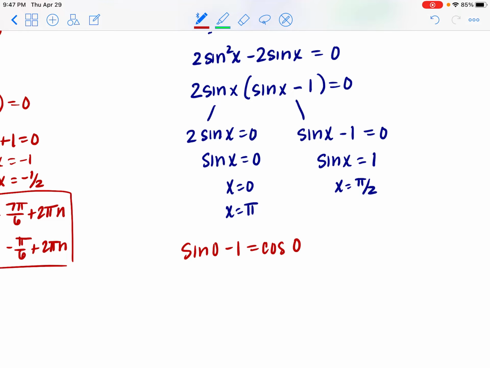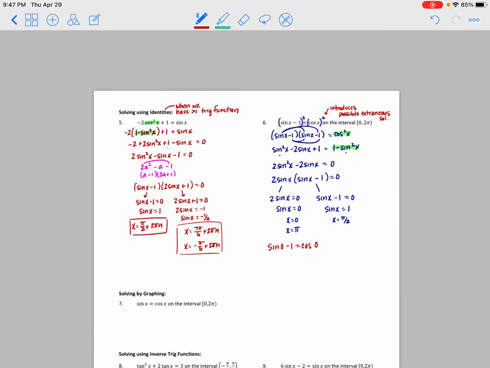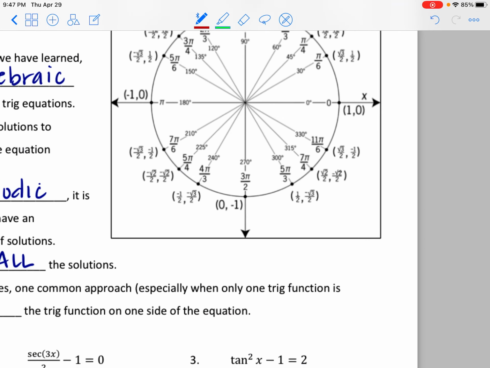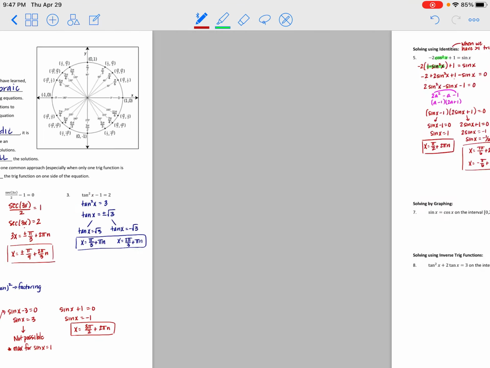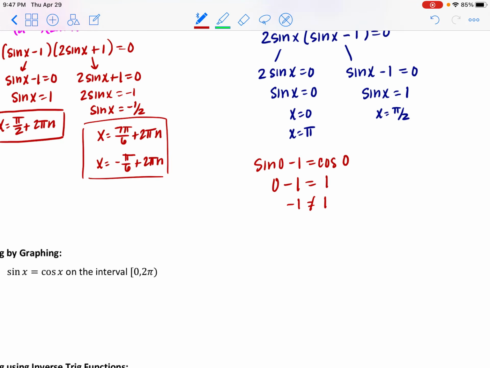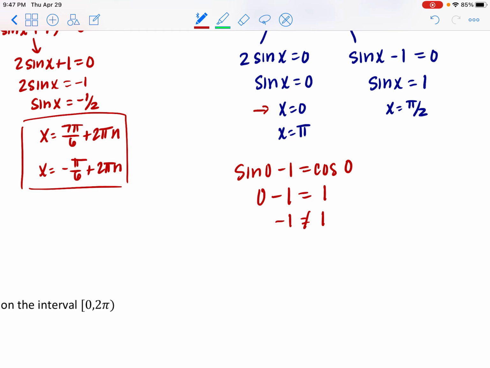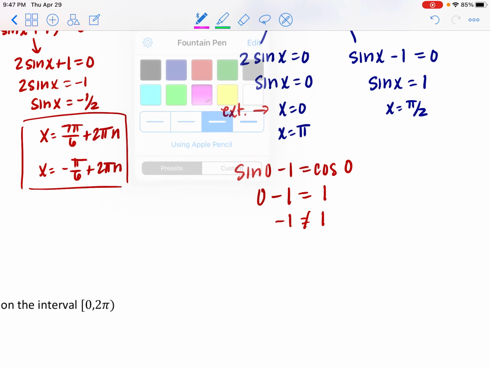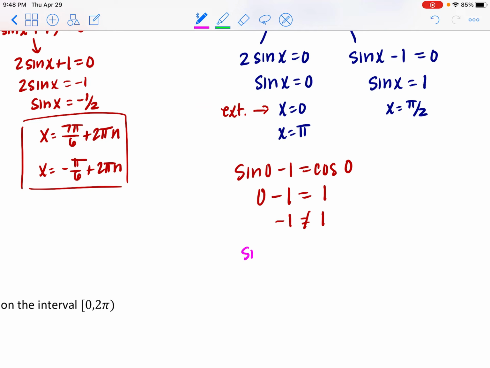Well, the sine of 0 is 0, that's how we ended up with that anyway. So 0 minus 1. Well, the cosine of 0 is 1, and negative 1 does not equal positive 1, which means that's an extraneous solution. So 0 is extraneous. Okay, and let's test pi. If I test pi, the sine of pi minus 1 should equal the cosine of pi.